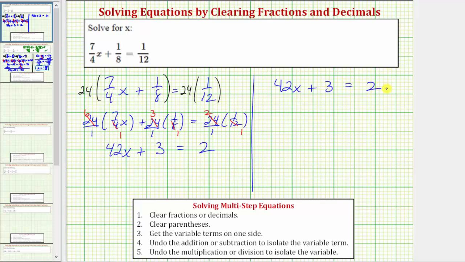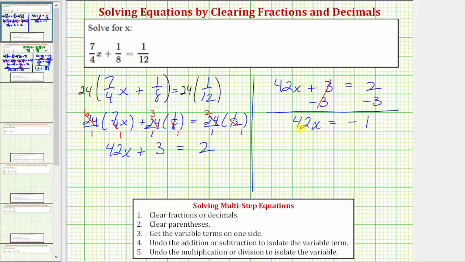This is a basic two-step equation, so our next step is to undo this addition by performing the inverse or opposite operation in order to isolate the variable term 42x. And therefore, to undo plus 3, we will subtract 3 on both sides of the equation. And now we'll simplify both sides. Subtracting 3 undoes plus 3, or 3 minus 3 equals 0. So on the left side, we now just have 42x equals, on the right side, we have 2 minus 3, which is the same as 2 plus negative 3, which gives us negative 1.